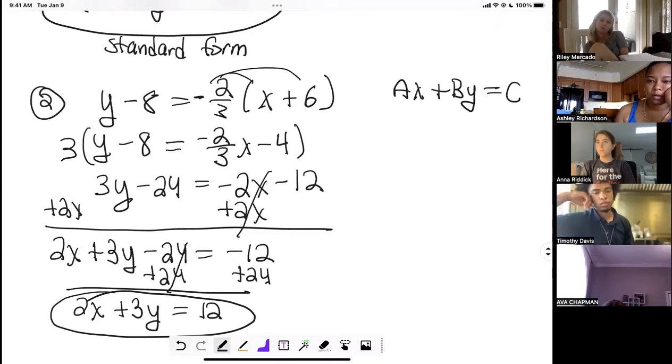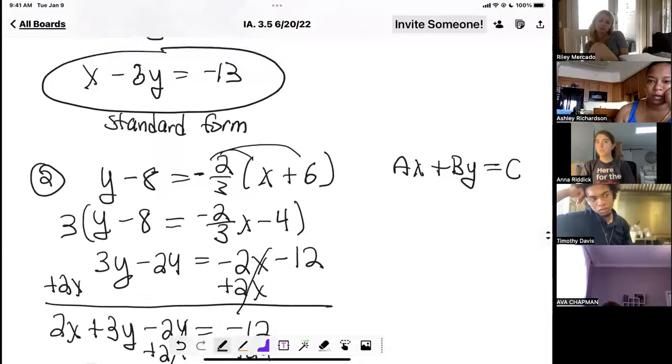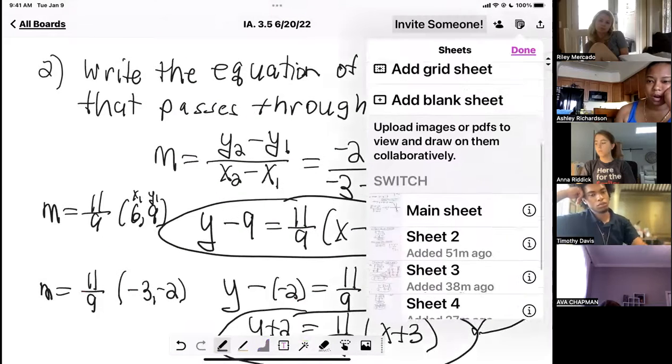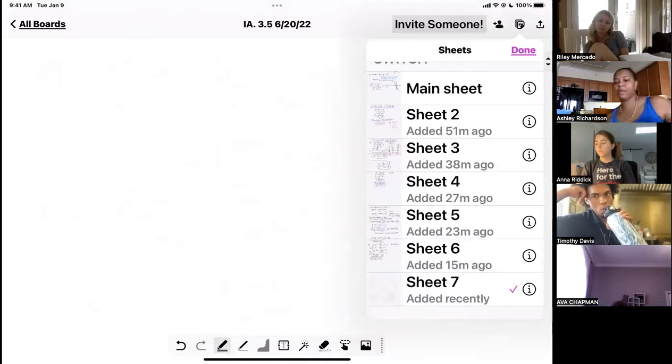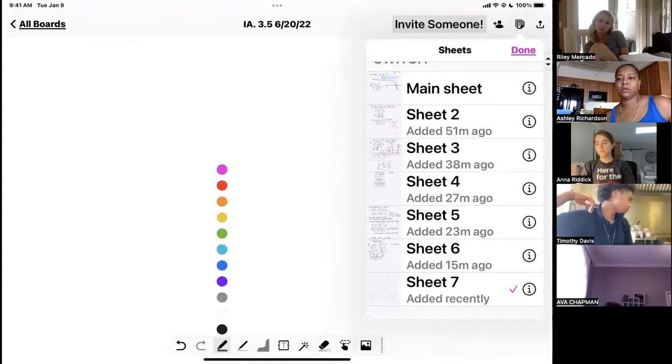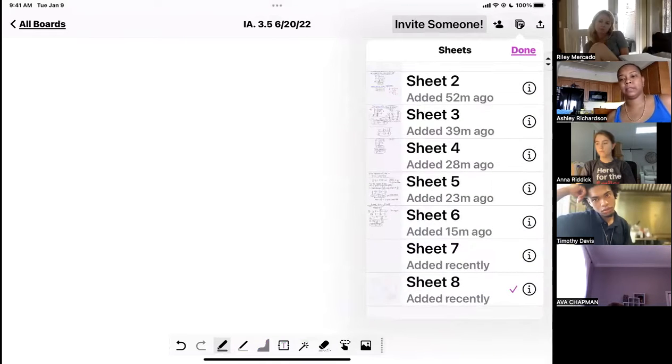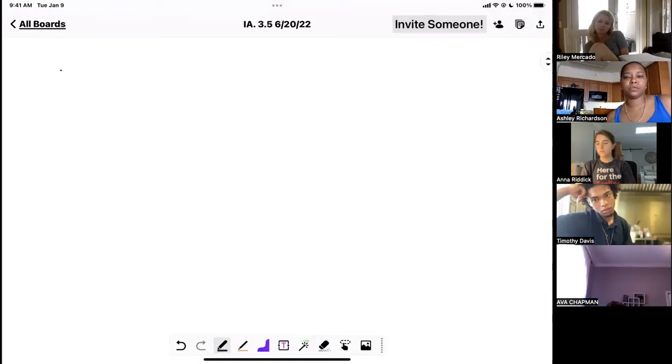Okay, I want to do one more when it's not point slope form, when it's just slope intercept form. I think I have room here. No, I need to go to another page. Okay, it's another page. All right, 3. So now, same idea. We're going to write the equation in standard form. Hold on. Come on. There we go. Got stuck for a minute.